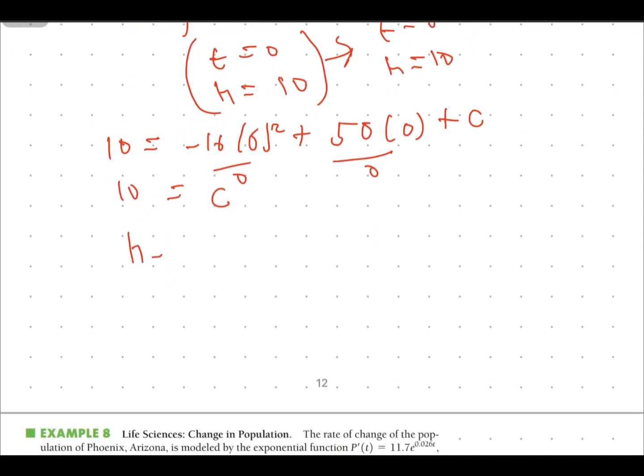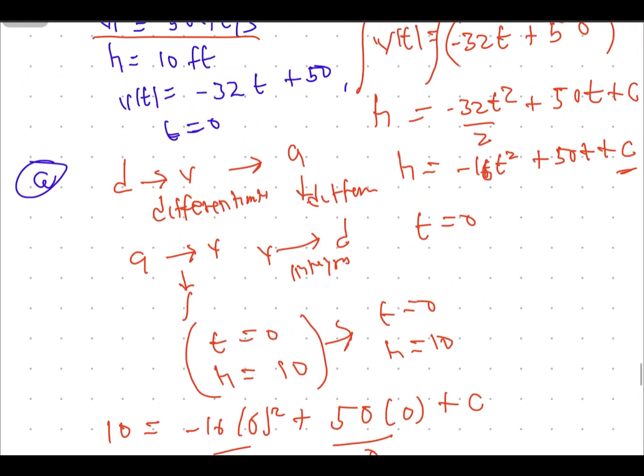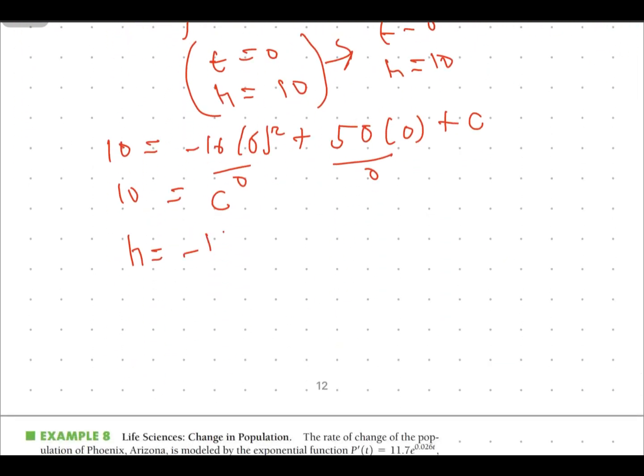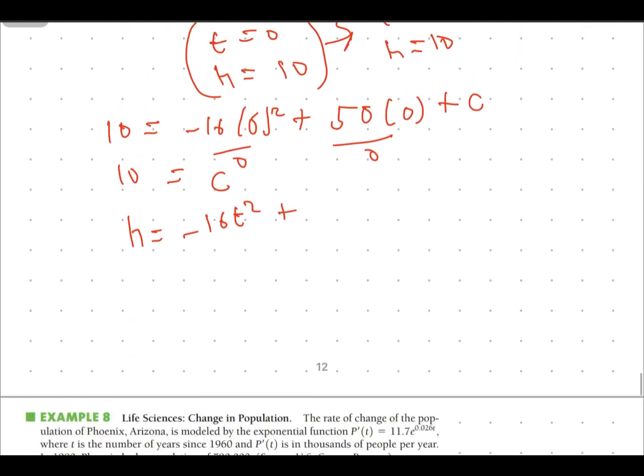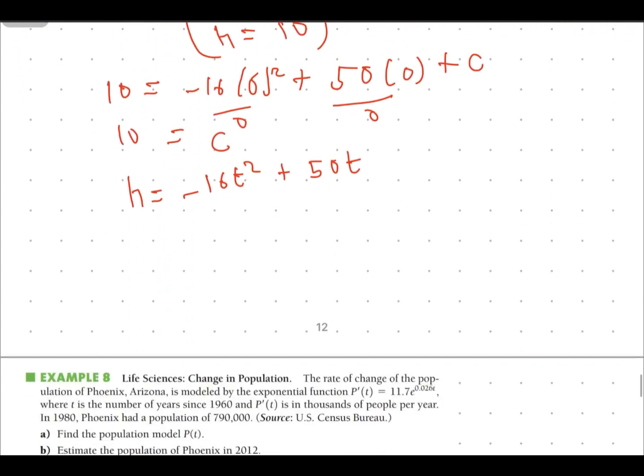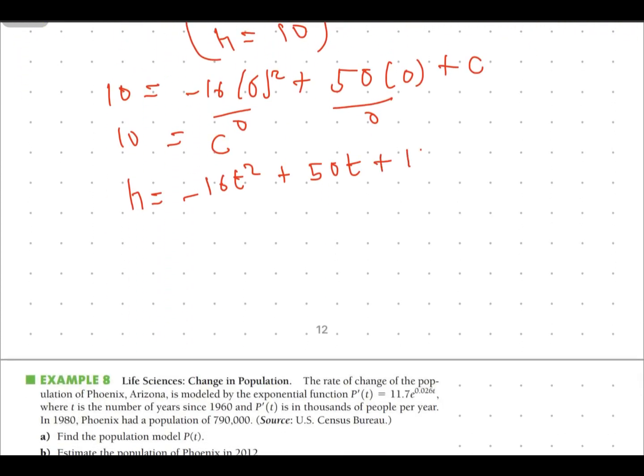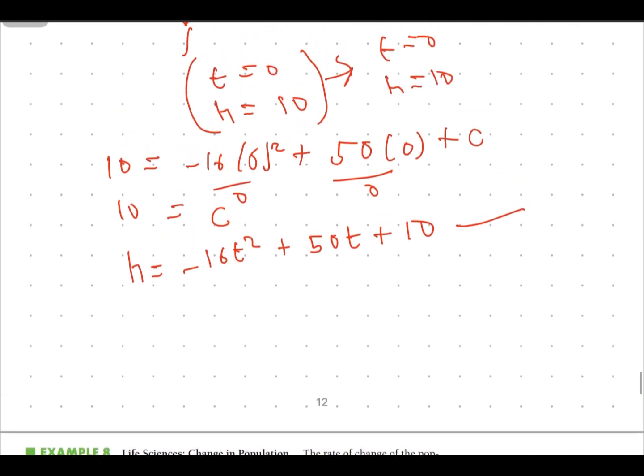So we can plug it back. h equal to negative 16t squared plus 50t plus 10. This is our distance function. So let's move to the next question.